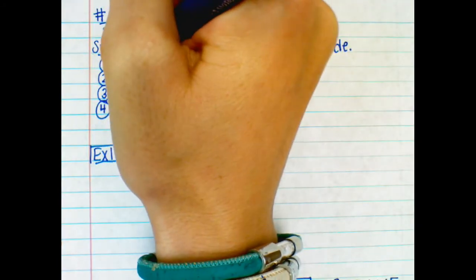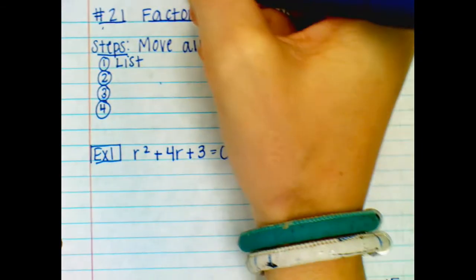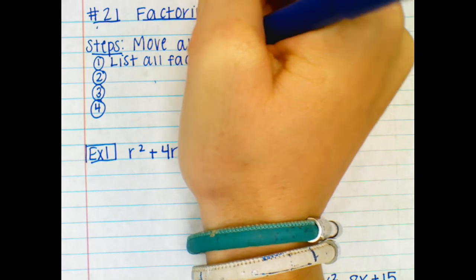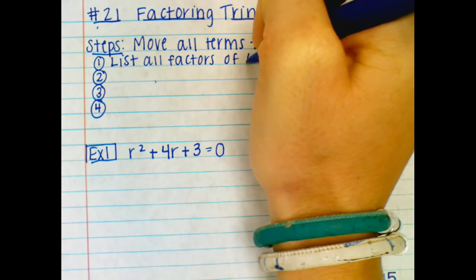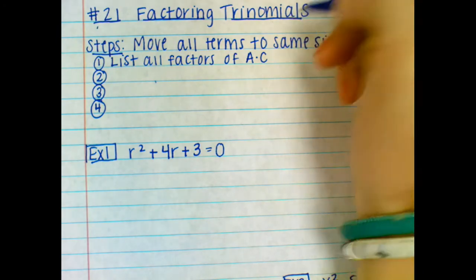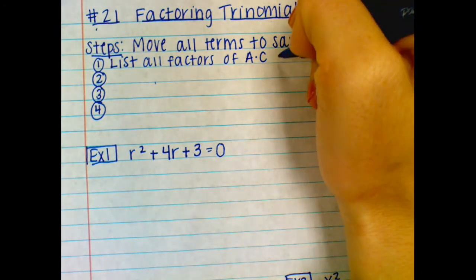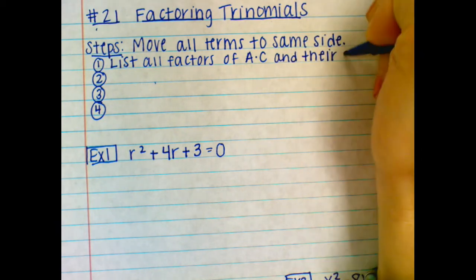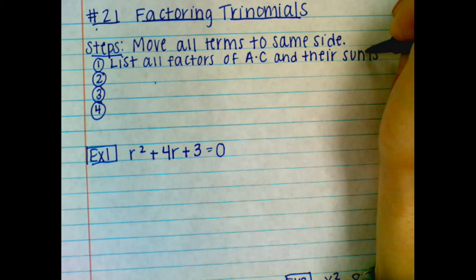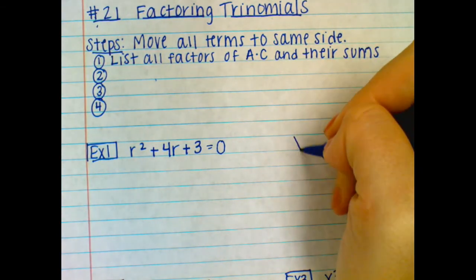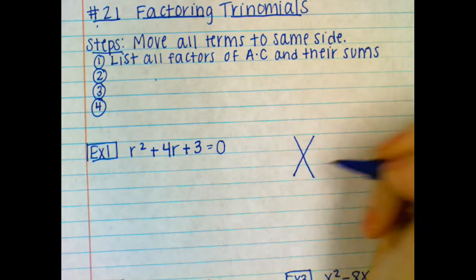So step 1 is going to be list all factors of A times C and their sums. So what we're going to do is make this little X over here. We call this the diamond.